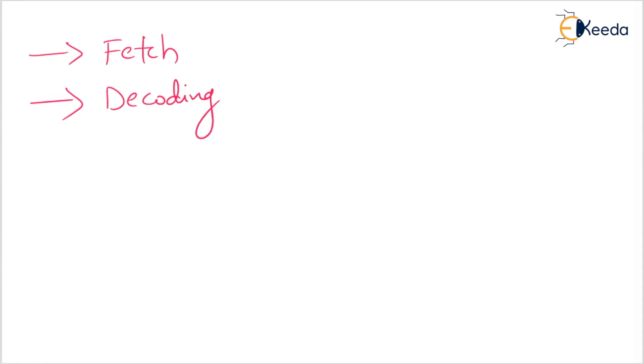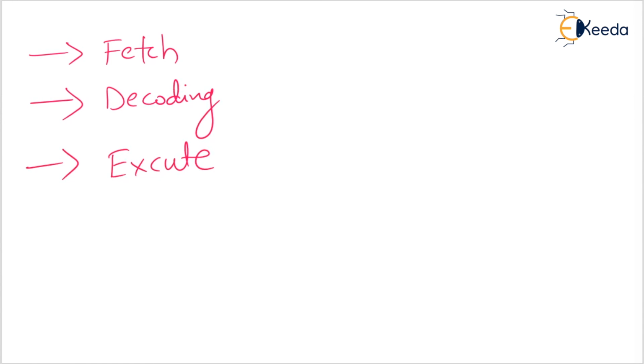So the first one is taking the instructions from the memory, that is called fetching. The second one is decoding. And the third one is execution. Fetch, decode, and execute. Executing means acting as per the instruction.